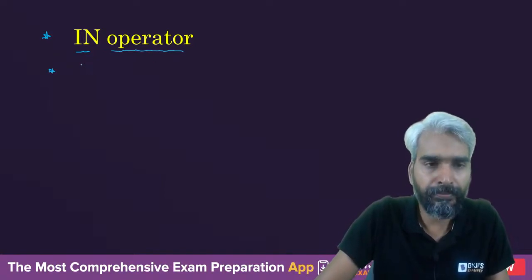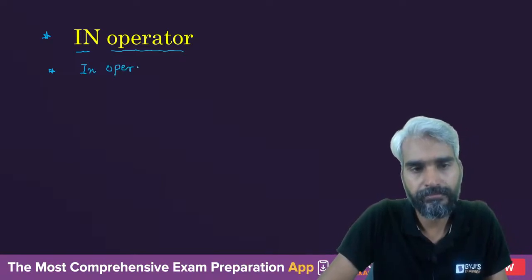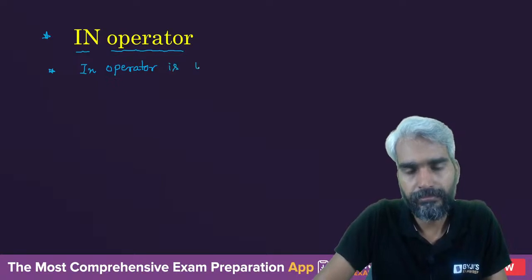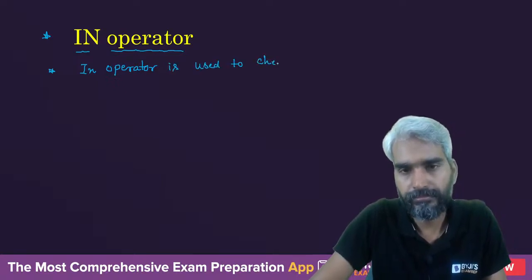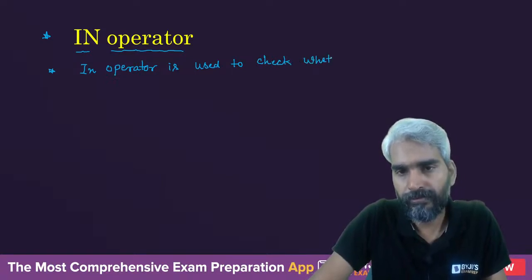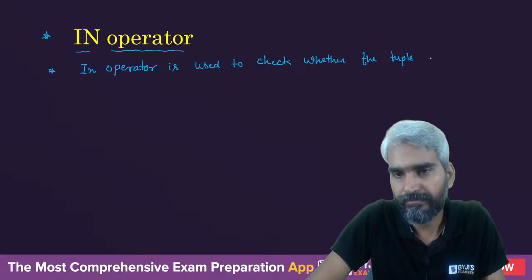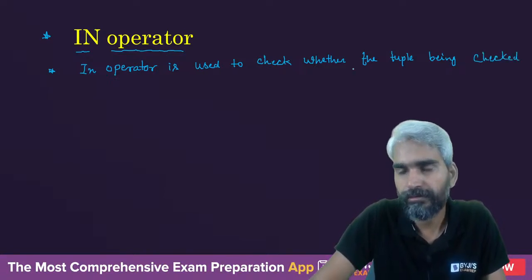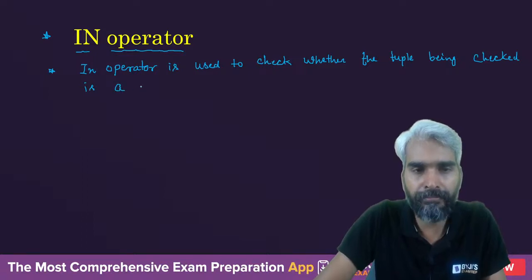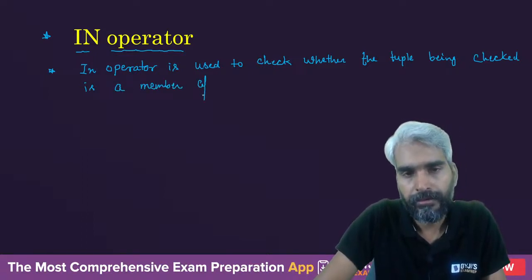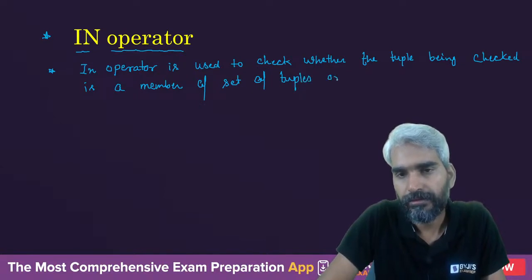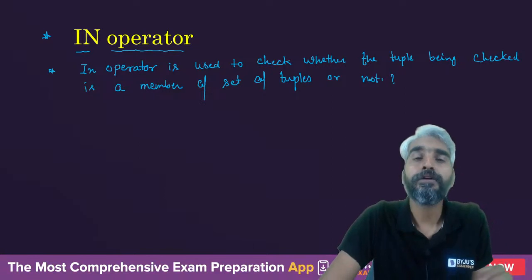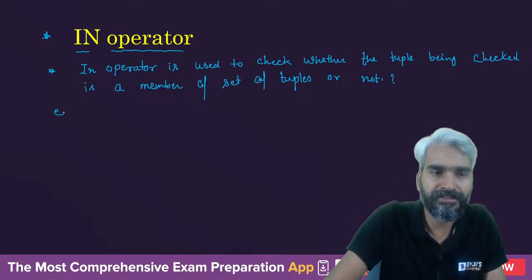So let's see, in operator is used to check whether the tuple being checked is a member of set of tuples or not, is a member of set of tuples or not. This is what it does. So let's try to understand with example.